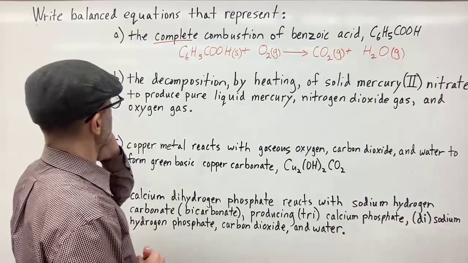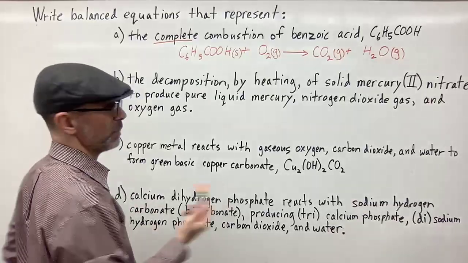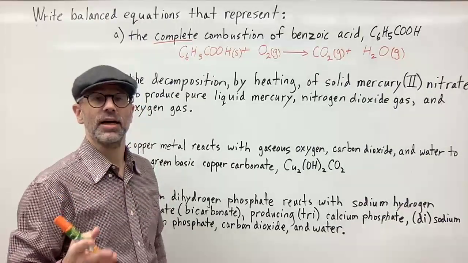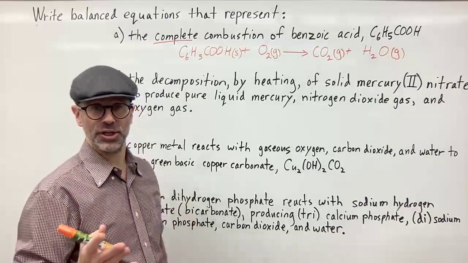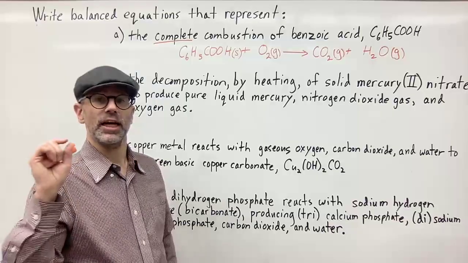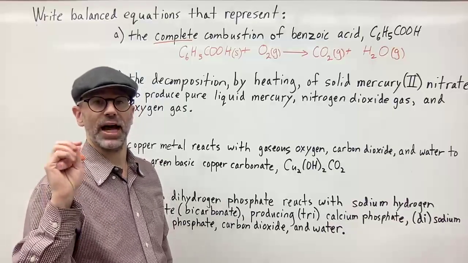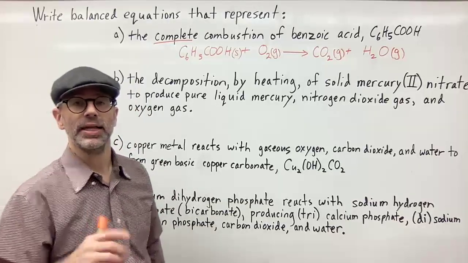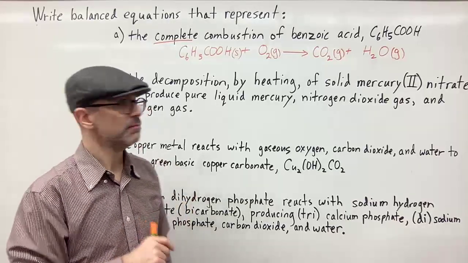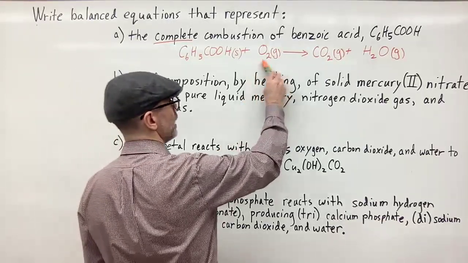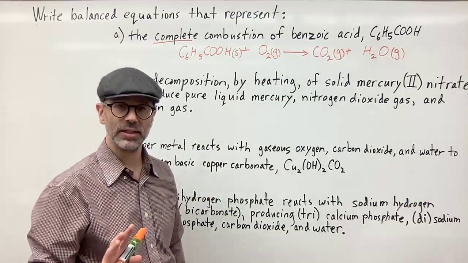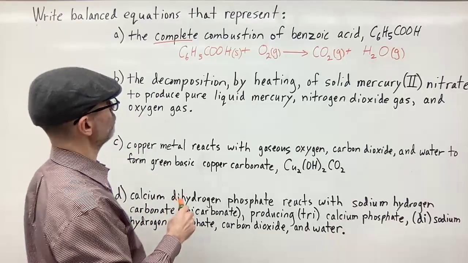And then to balance the equation, you want to balance everything except for oxygen and hydrogen. Typically, if you have an element that's by itself, not part of a compound, then you would leave that for last. Here I have oxygen by itself. It's not part of a compound. So I'm going to leave oxygen for last. I'm going to balance the carbon first.